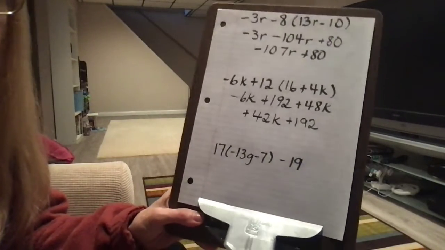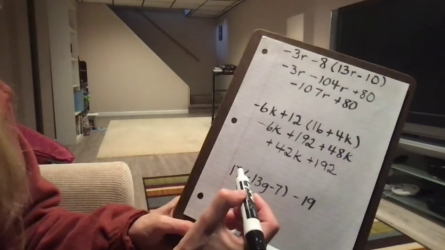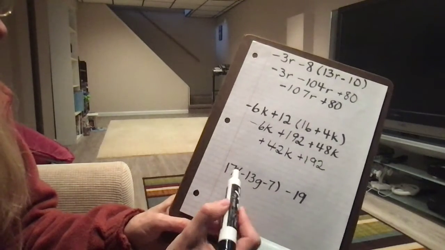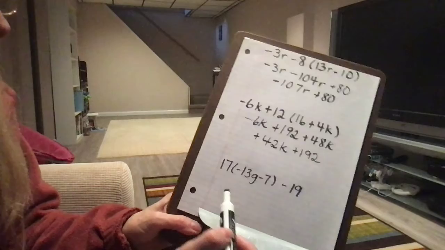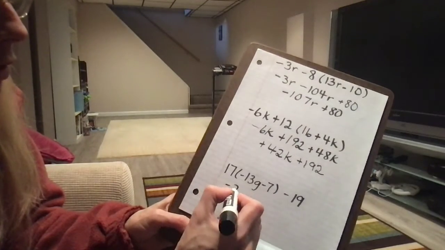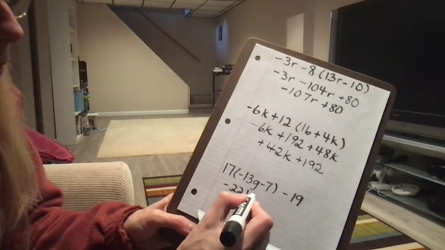Last problem is slightly different. You're going to distribute right away because you see that your term is right next to your parentheses. So you're going to take +17 and multiply it by -13g, which is going to give you -221g.